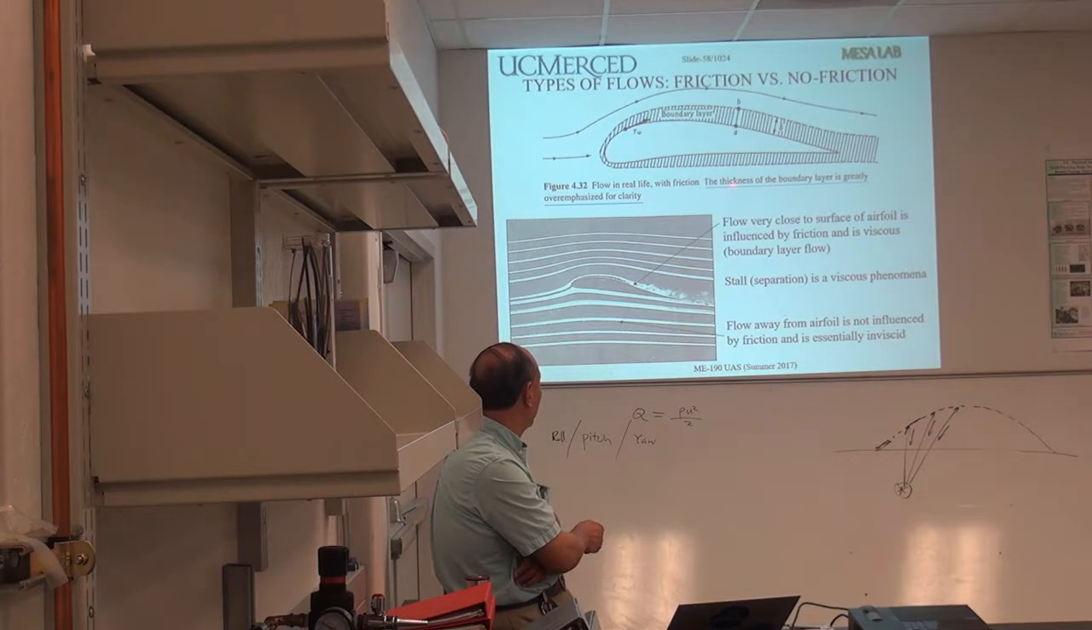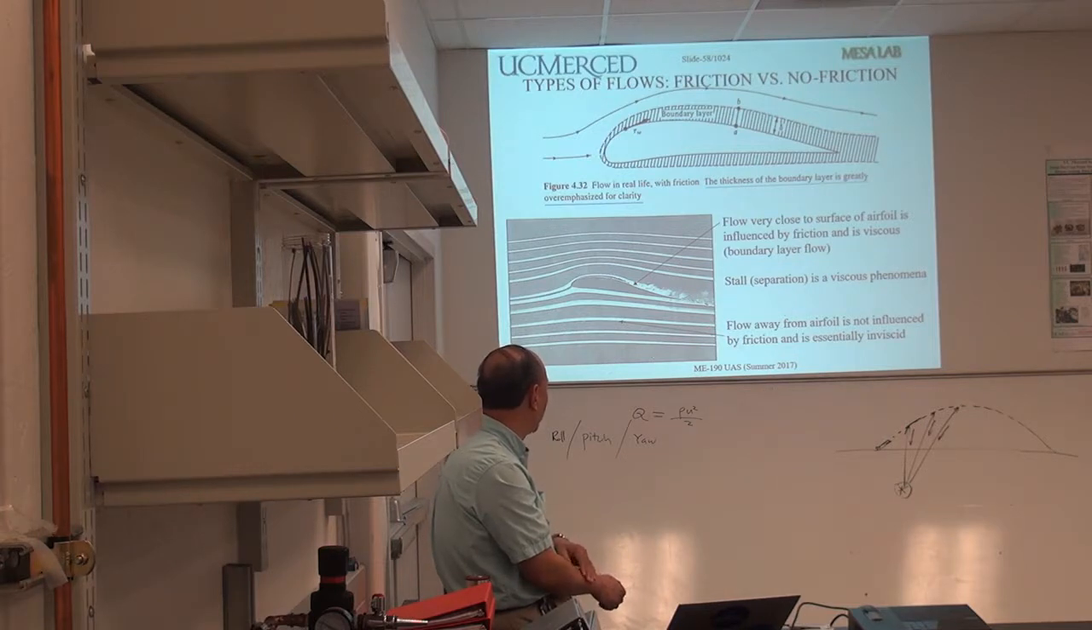In real life, the thickness of the boundary layer, so this is the wing, this is the profile of the airfoil. The thickness of the boundary layer is greatly overemphasized for clarity here. Actually it's very small, but we're just trying to help you understand it. In reality, it's something like this. So it's viscous boundary layer flow. When you have stall, it's also a viscous phenomenon.